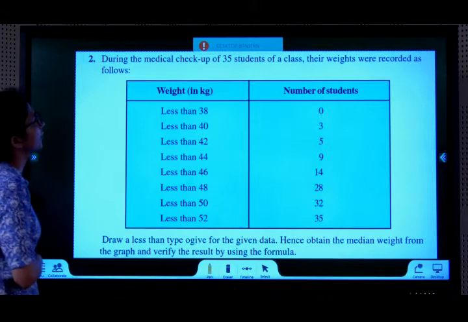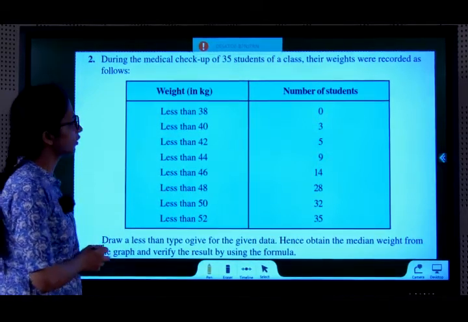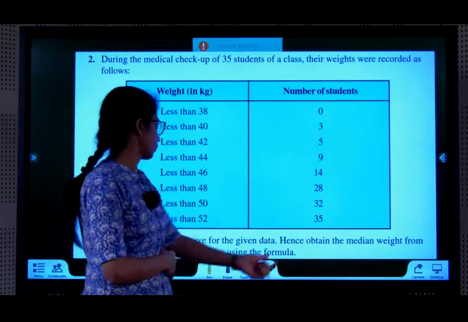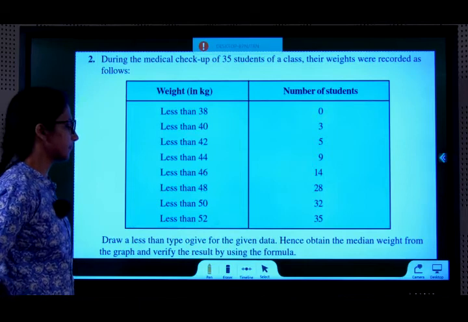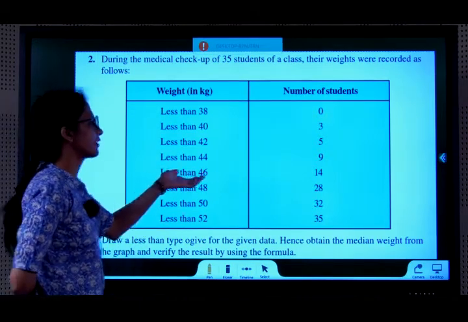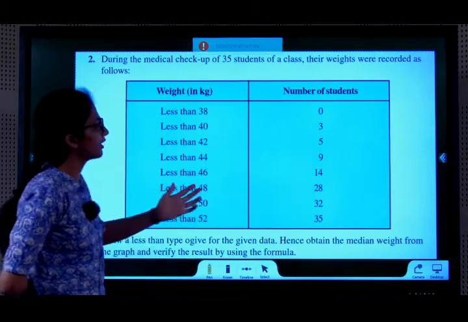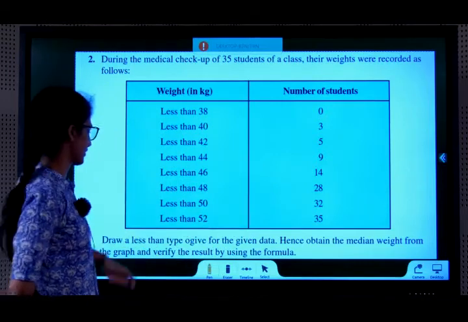Question 2. During the medical checkup of 35 students of a class, their weights were recorded as follows. We have weights and number of students. Draw a less than type ogive for the given data. So the first part of the question is very easy. They have already given the data as less than, so you don't even have to find cumulative frequency because what is given here is already cumulative frequency.